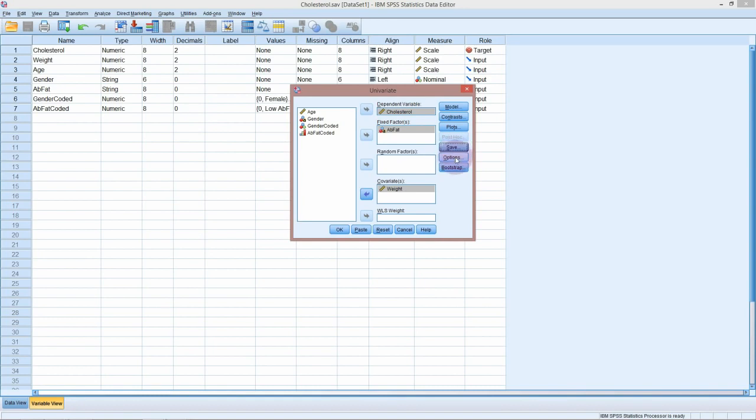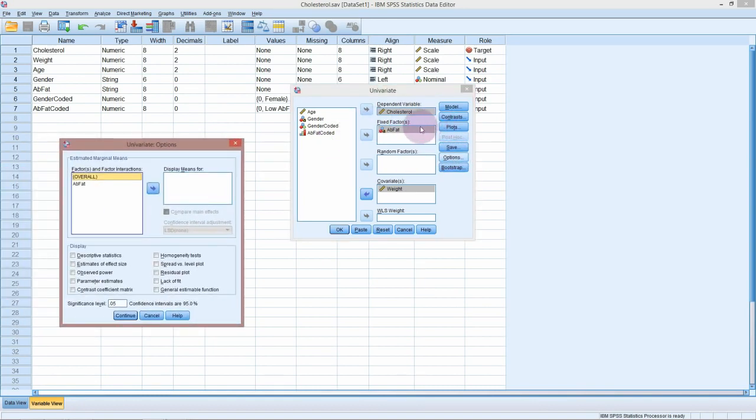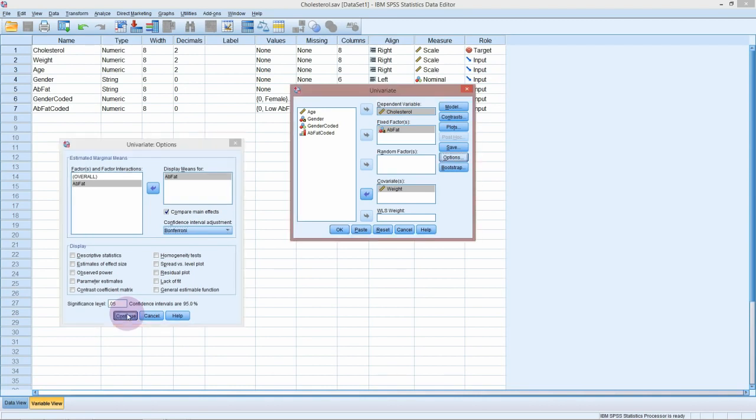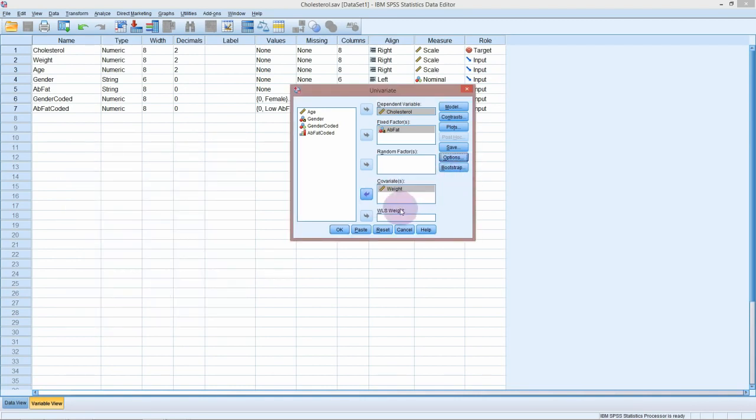Continue. Can't remember what's in options. Let me just have a look for display means. Yep, go on, show us the means for ab fat. Compare main effects. I don't know what that's going to do. Oh, it's going to put confidence intervals around it. We'll just have a look at it and we can ignore it if it's not being particularly helpful. Ignore bootstrapping. Now you will not need random factors in this subject, and you won't need any weighting.